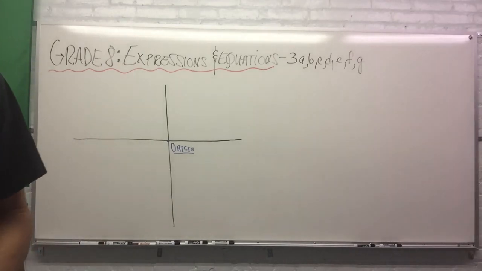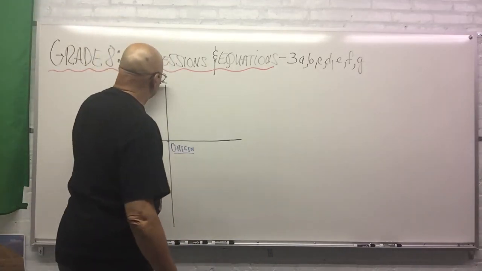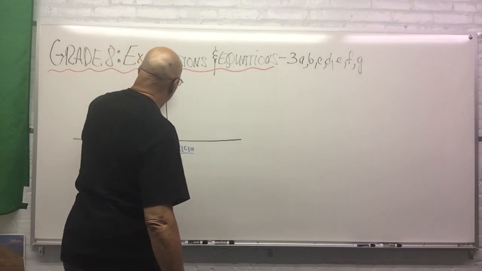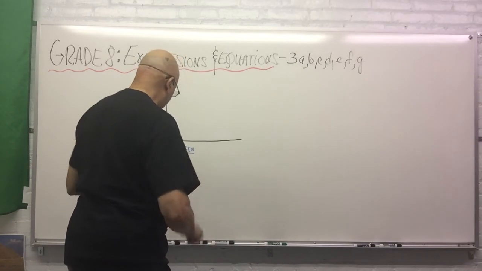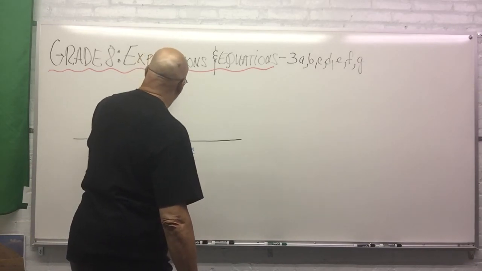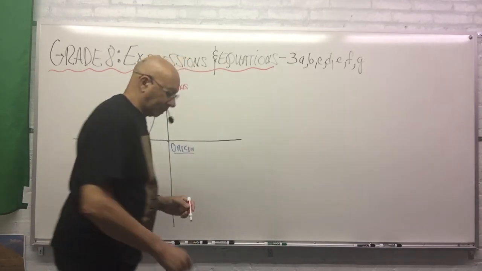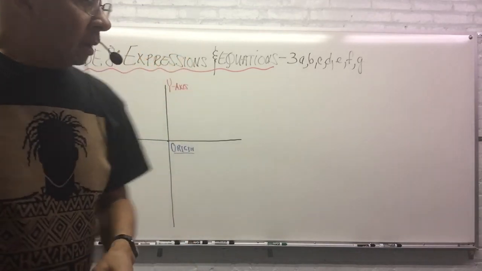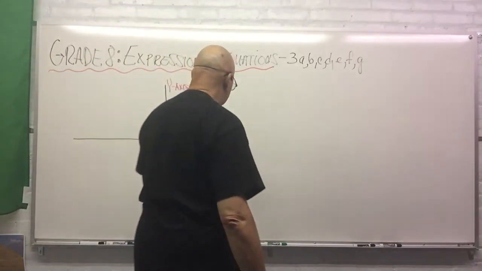And the 2 lines are called axes. So what do we have? We have, and I'm going to color coordinate them just to be different, Y axis, A-X-I-S. And then we have the X axis.